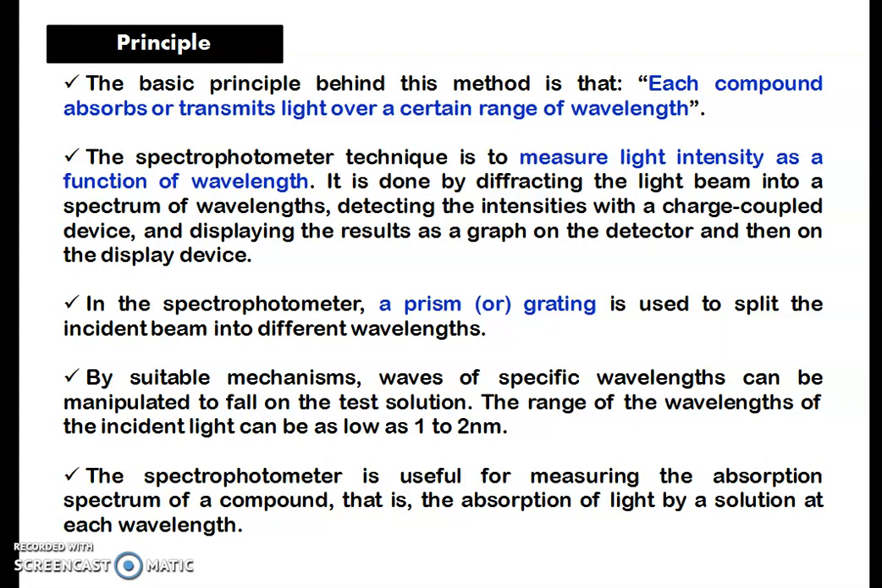The spectrophotometer is useful for measuring the absorption spectrum of a compound, that is, the absorption of light by a solution at each wavelength. The amount of light absorbed by the compound, or the amount of light absorbed by a solution at each and every wavelength or each and every nanometer of the spectrum, can be measured using this spectrophotometer.